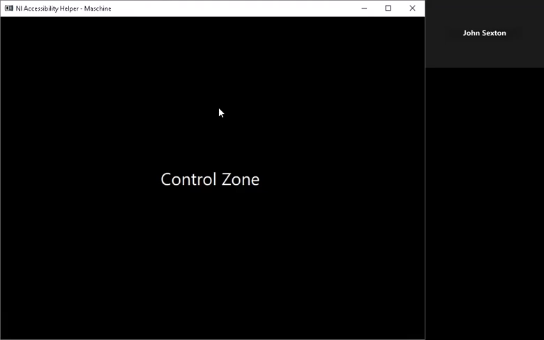Okay, we're going to go over the accessibility helper for Native Instruments Machine. You load the helper first, and then you load the Machine software. The helper is controlled with mostly the arrow keys, and it gives you speech feedback of parameters on the Machine.